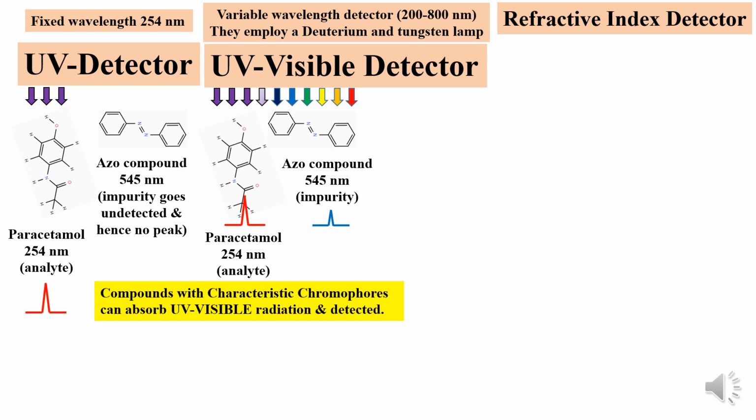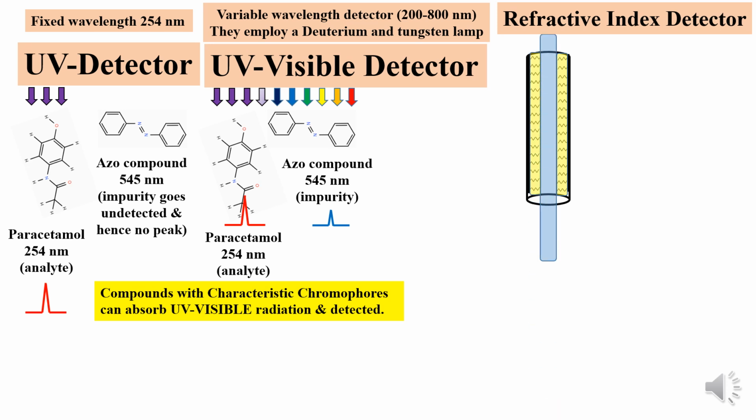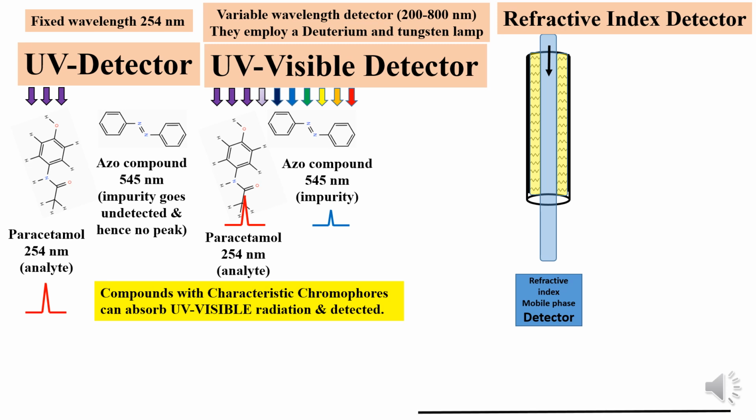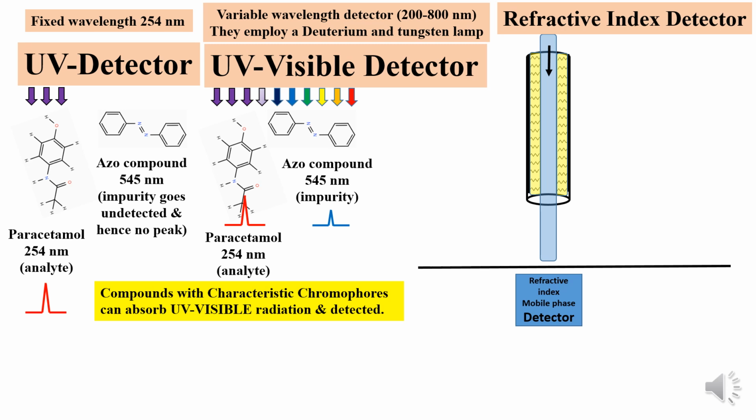Now moving on to the refractive index detector. Now we have a non-polar stationary phase in the C18 column, and the mobile phase is flowing through the column at high pressure. Normally, when only the mobile phase flows through the column, the detector measures the refractive index of this mobile phase, and a baseline is recorded. So you see a baseline on the monitor of your system, and the baseline is recorded as there are no components in the column.